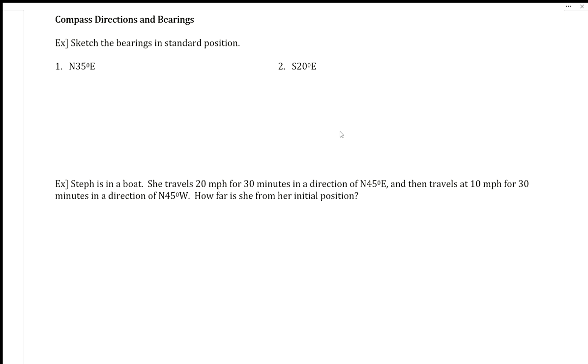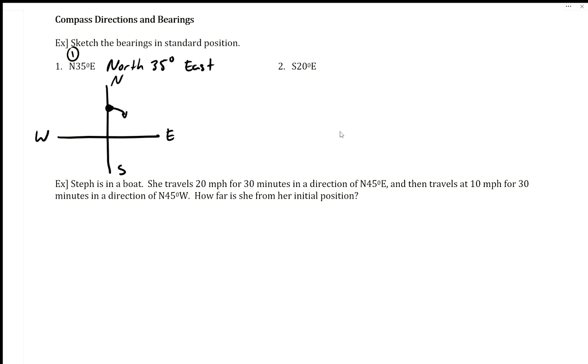What we have here is north 35 degrees east, and what we have is the axis, and our compass would be north, east, south, west. Never eat soggy waffles, or never eat sour watermelon, or just northeast, southwest, whatever you want, to make sure you know the directions. And what we do is we start on the north. It's saying start on the north, go 35 degrees toward the east.